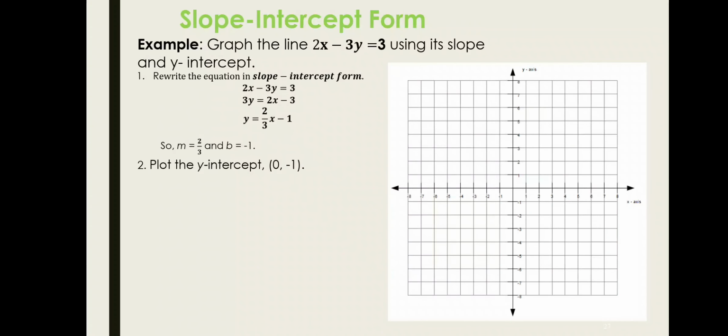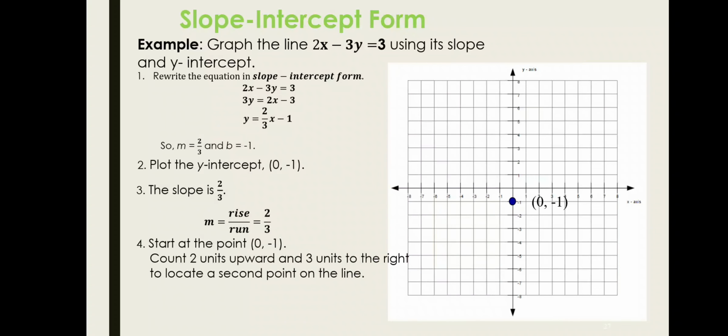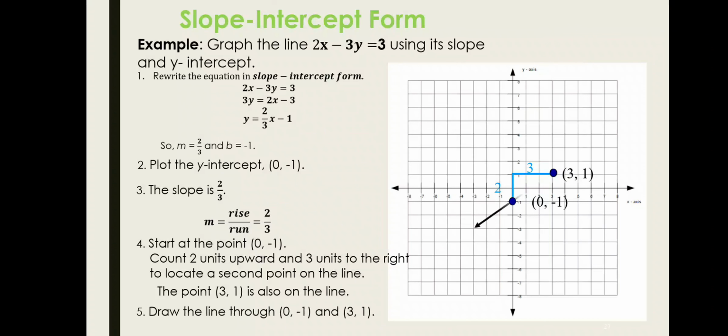Second, plot the first point by using the y-intercept with coordinates (0, negative 1). (0, negative 1) is located on the y-axis of the Cartesian plane. Now, by using the slope 2 over 3, start at the point (0, negative 1), count 2 units upward since the rise is positive, and 3 units to the right to locate a second point on the line. We now have 2 points. The first point is our y-intercept (0, negative 1), and the second point has coordinates (3, 1). And for our last step, draw the line through (0, negative 1) and (3, 1).